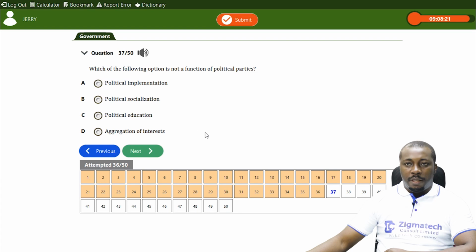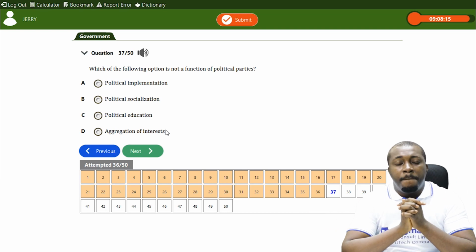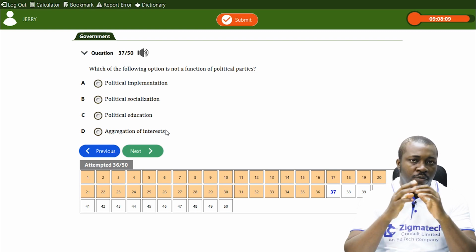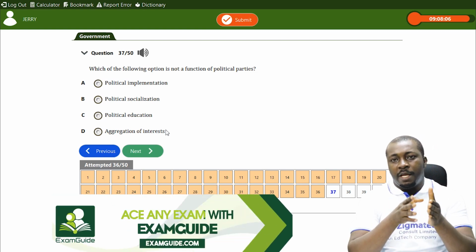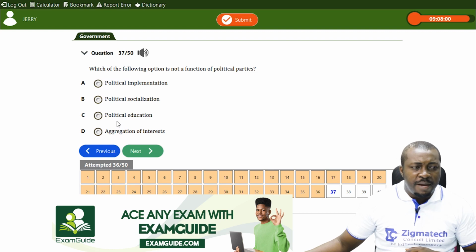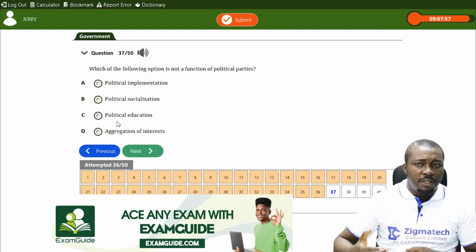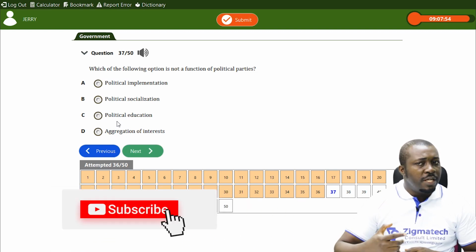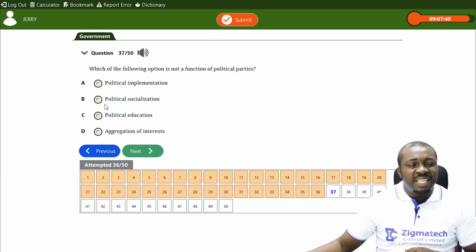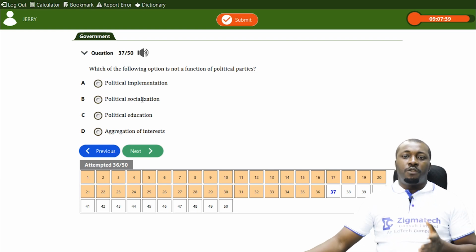Now, question 37 says, which of the following options is not a function of political parties? Let's start from D. This is aggregation of interest. It's one of the functions of political parties. They aggregate interest, that is, they bring together the interests of people with similar interests, especially ideology, to control and form the government. C says political education. Of course, it's their major function, politically educating the citizens through their campaigns, their jingles, their debates. They inform citizens. Is it political socialization? Remember, a political party is one of the main agents of political socialization. So political socialization is related to political education, which political parties do.